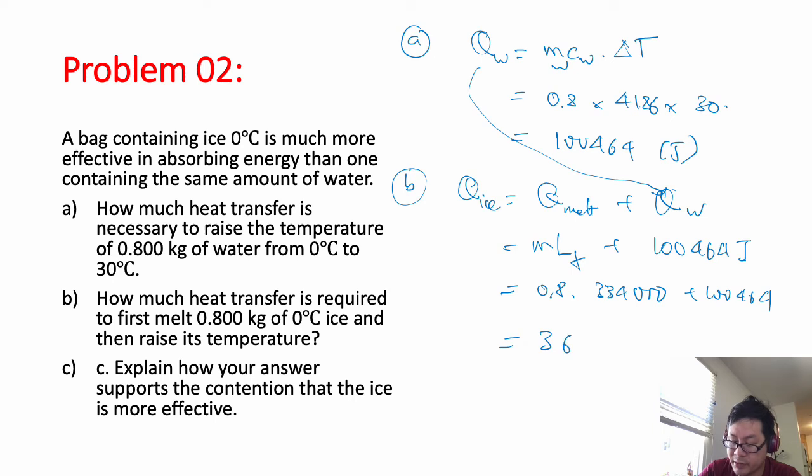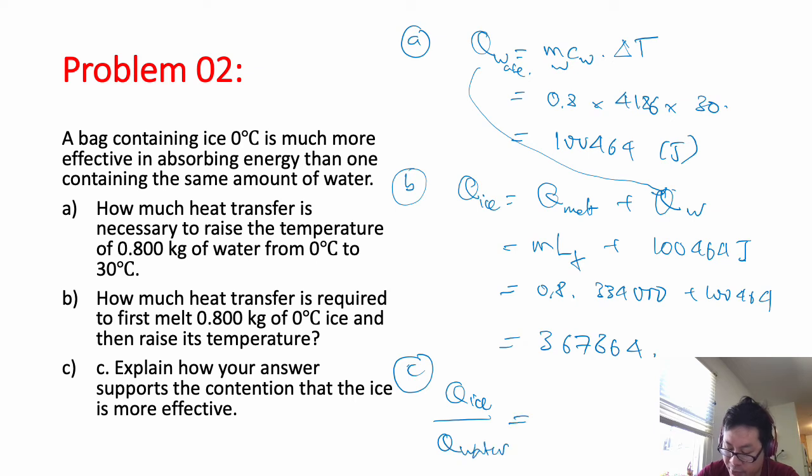The last answer is here. So we see the Q of ice and the Q of water at the same temperature. We can see it's nearly 3.66 times. So the bag containing ice is more effective at absorbing energy than the bag containing only liquid water.